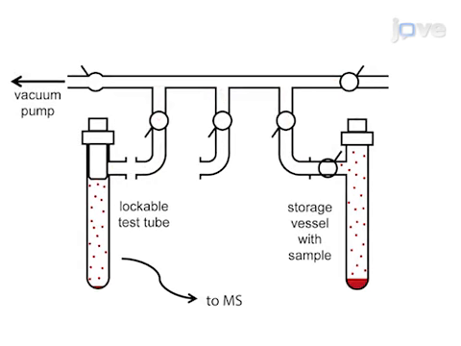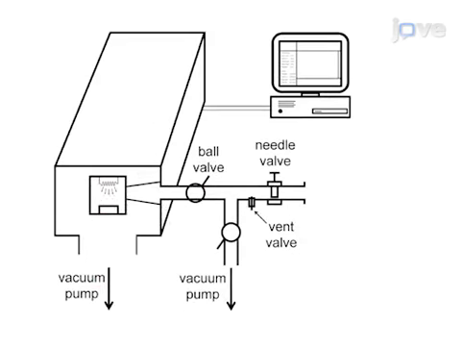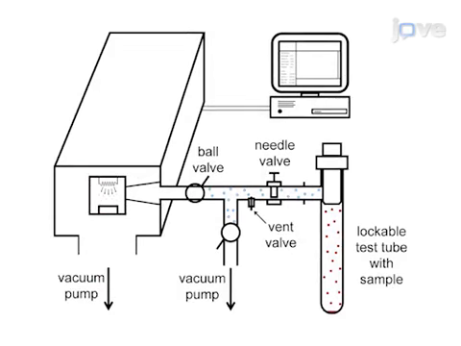The second step is to attach the cold inlet system to the mass spectrometer and fix the locked test tube filled with sample to this inlet system. Next, the cold inlet system is evacuated and the connection to the ion source of the mass spectrometer is opened.